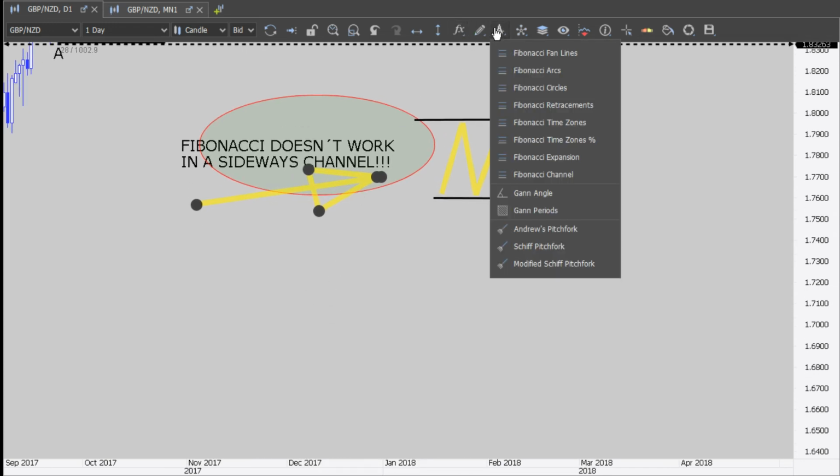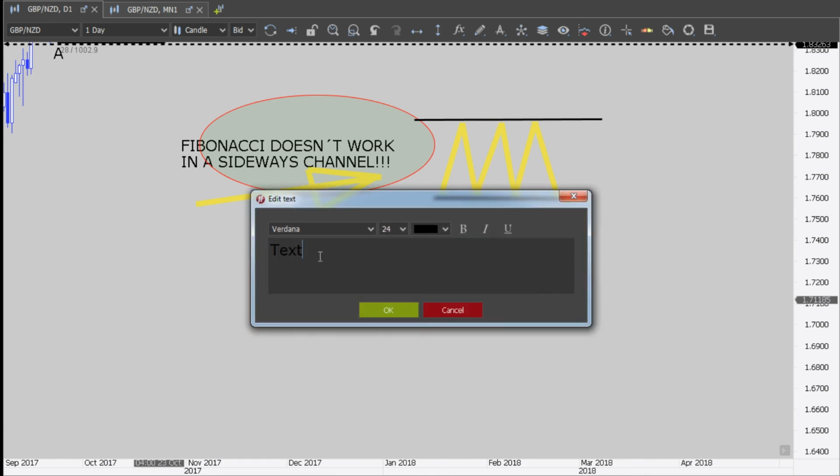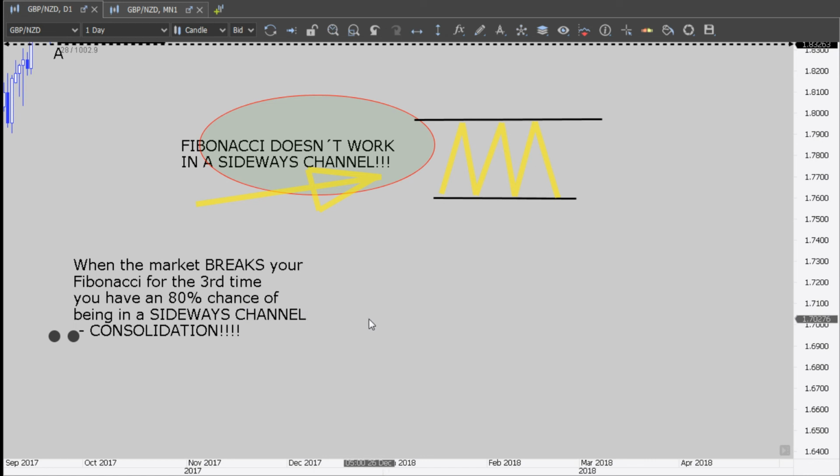I have good news for you, everybody. And this is the good news. When the market breaks your Fibonacci for the third time, you have an 80% chance of being in a sideways channel, also called consolidation. When the market breaks your Fibonacci for the third time, you have an 80% chance of being in a sideways channel, also called consolidation.